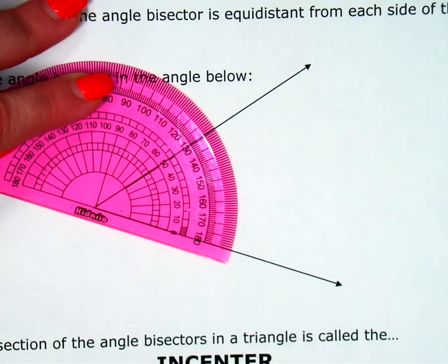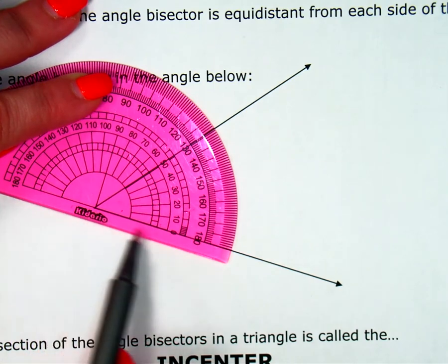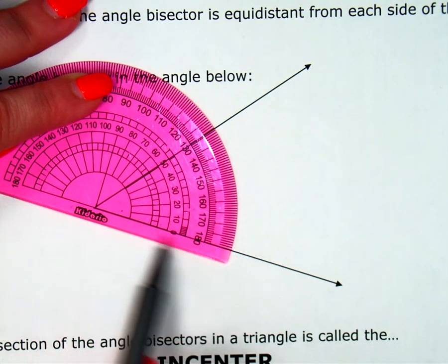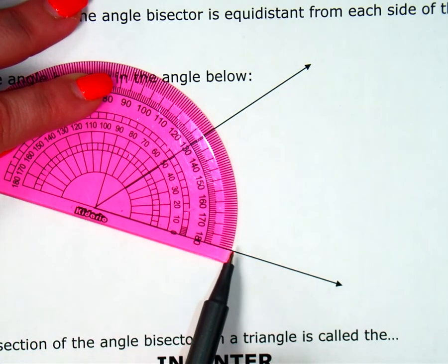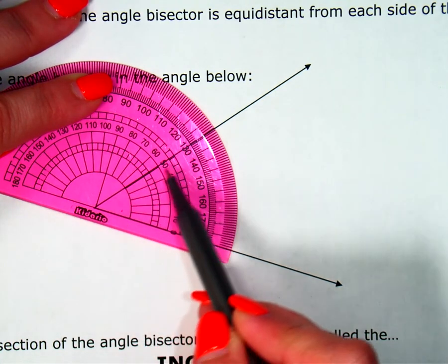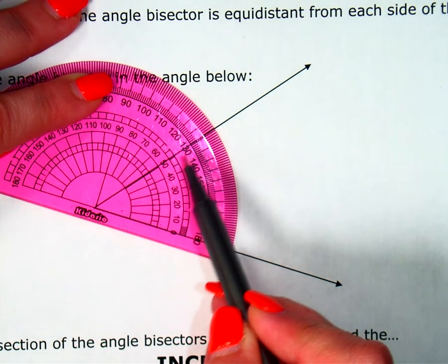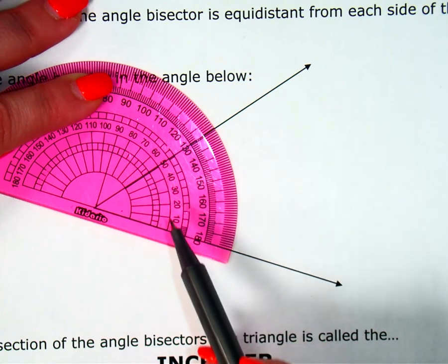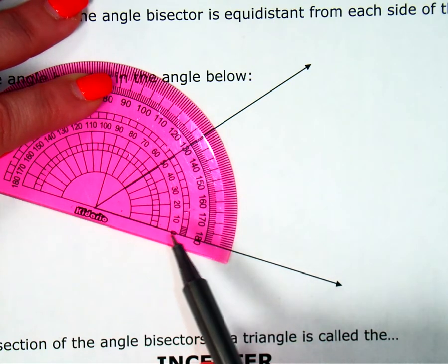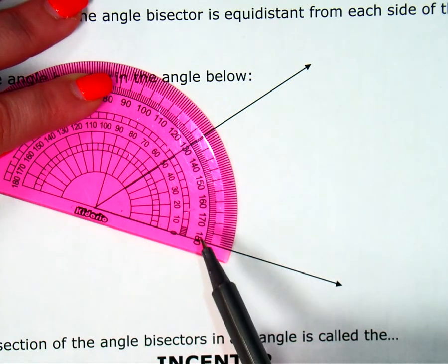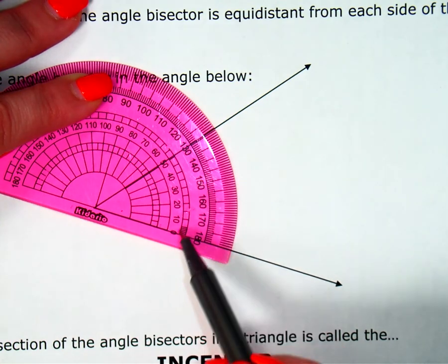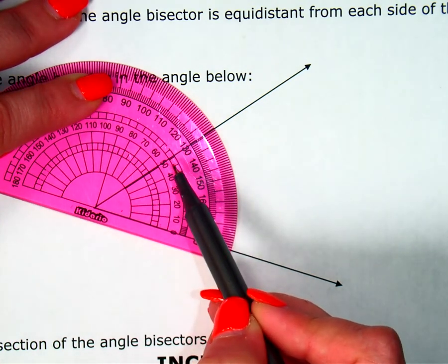So I lined up the center, with the zero line going out towards the right along the bottom line on the protractor. And then I have two numbers when I come out this side. I have a 50 and a 130. I know it's the 50 because that is the set of numbers that starts at 0. This one starts at the 180 and works backwards. We want to count up as we open up that angle to 50. So I know this is a 50-degree angle.